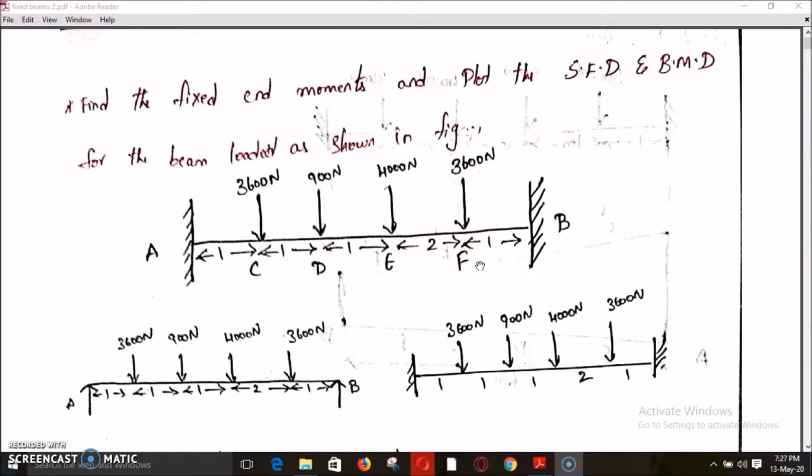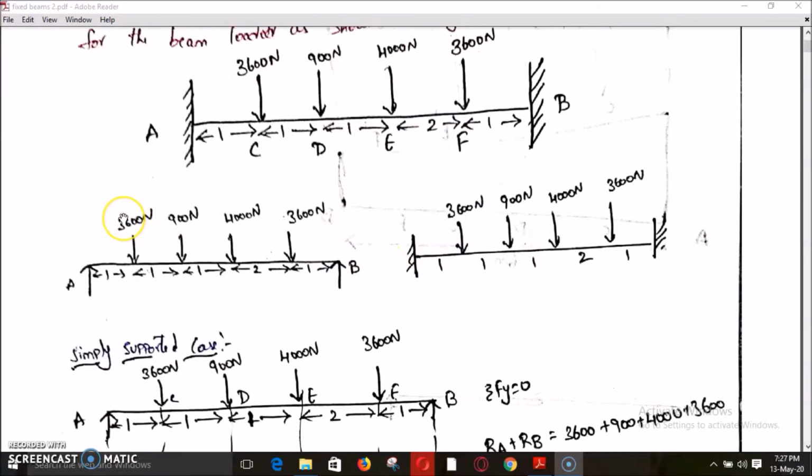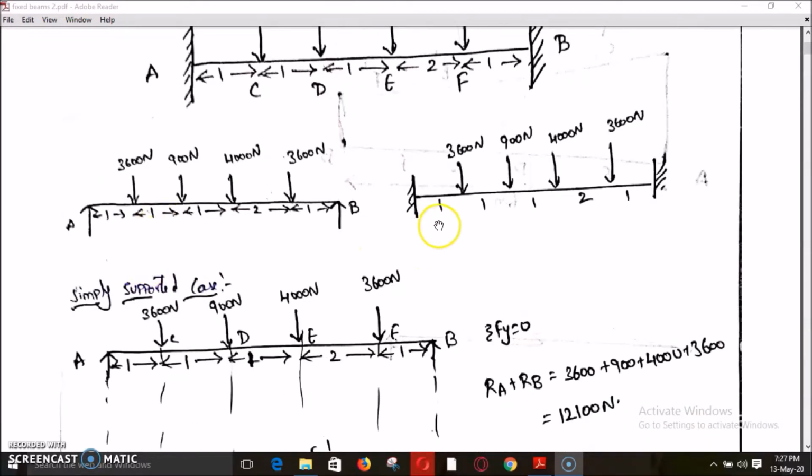So our first step is dividing this fixed beam into two cases, a simply supported case and a fixed case. So first I have divided it into simply supported case and a fixed case. So now drawing the bending moment diagrams for both the cases.